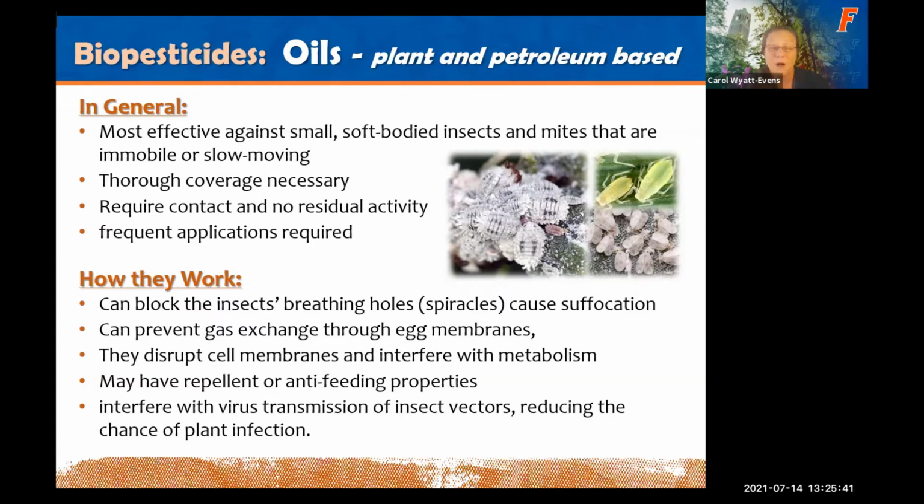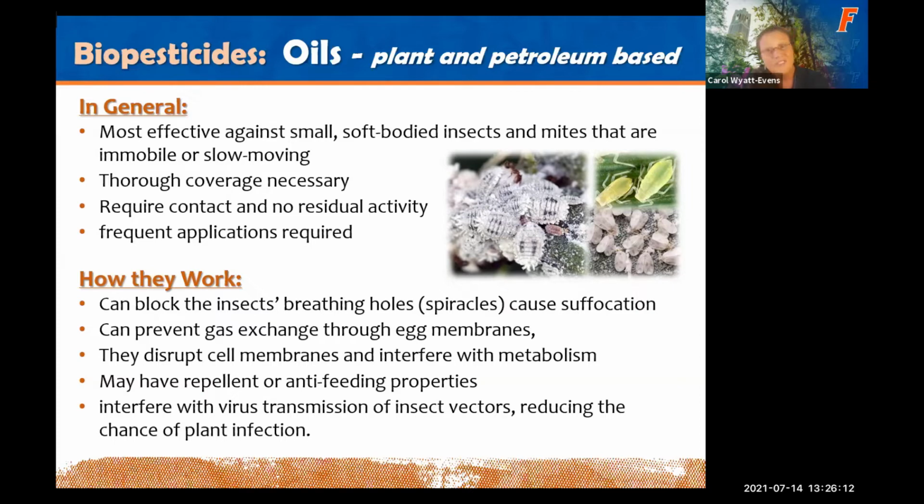Many have repellent or anti-feeding properties in them. So you can spray it, and it's going to stop infestations from building up. This is good because it has an anti-repellent in it. And a few specific oils, like mineral oils, can interfere with virus transmission by insect vectors such as aphids and leafhoppers. That's going to reduce the chance of your plant getting an infection.